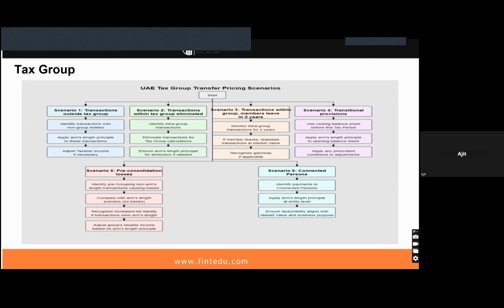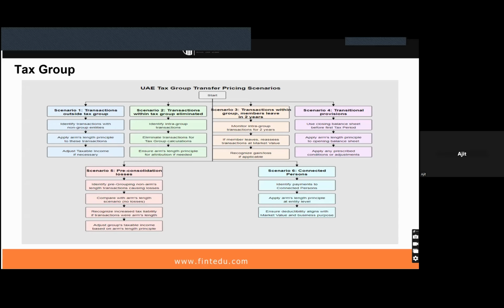So when we talk about the tax group, it is very important that before we consolidate, we need to see whether the closing balances and opening balances are proper in the tax group entities, because that's where the arm's length principle may come in. Pre-consolidation losses.